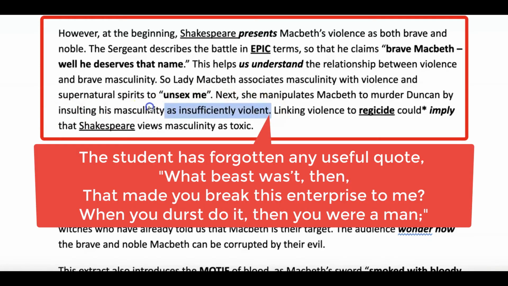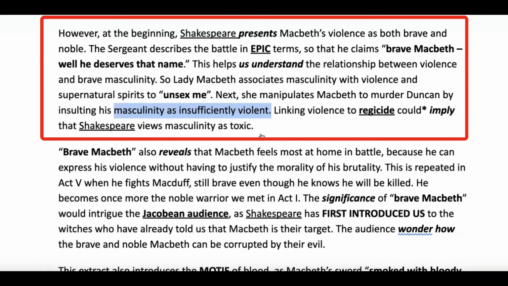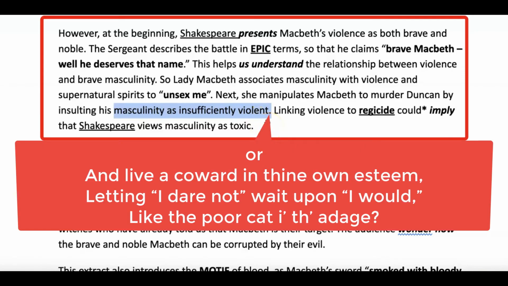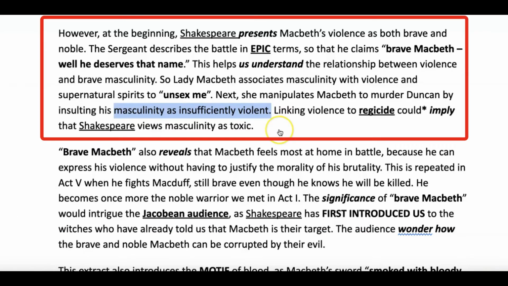Now the examiners are happy for you to make references to the text. The student hasn't remembered the quote where Lady Macbeth insults Macbeth, that he's like the cat in the adage, and that does not matter. The student has still got full marks because they've pointed out something that happens in the play and used it to back up their arguments.